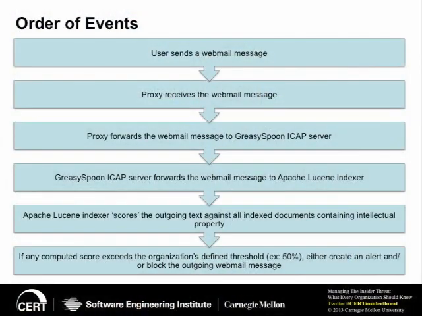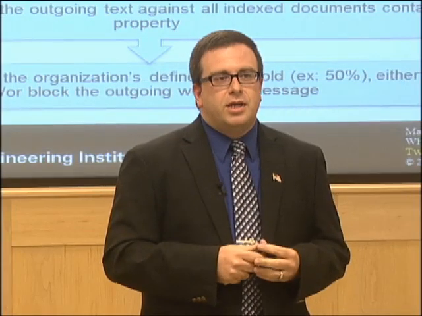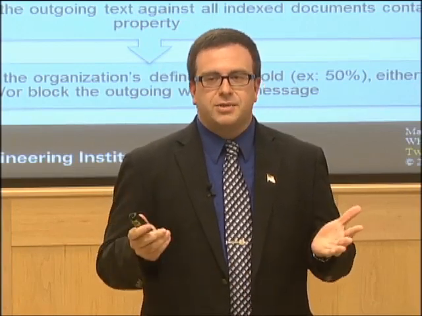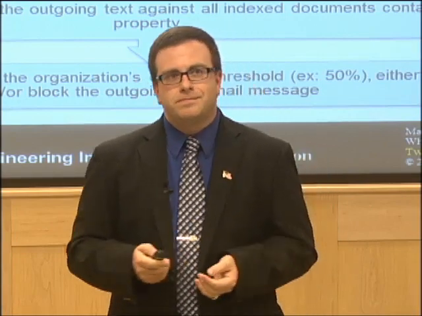Essentially what's happening is a user sends a webmail message. The proxy receives this message, and it forwards it to the GreasySpoon ICAP server. GreasySpoon says, hey, Apache Lucene, I need you to check this for me. Lucene goes out and checks it, and it gives it a score. How closely does it match? If it matches, it sends a signal back to the proxy server, hey, block this, please. And it drops that traffic.